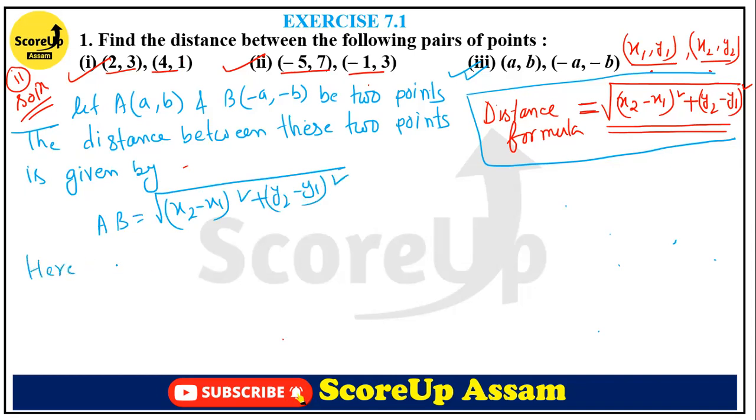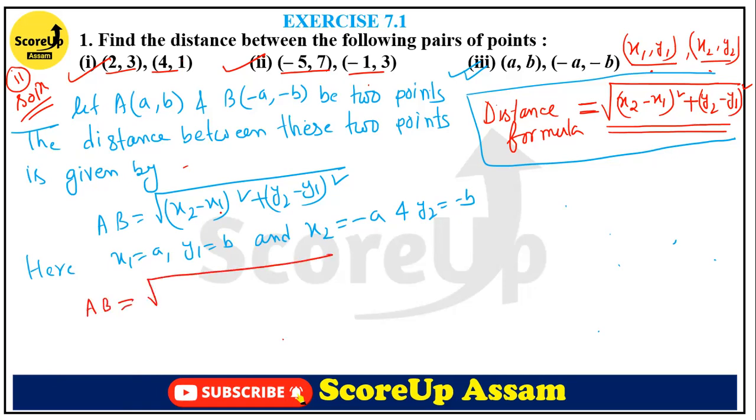So here, this is our x1, this is y1. x1 is a, y1 is b, and x2 is minus a, and y2 is minus b. Now AB is equal to what? We shall just put those values, x2 minus x1. That means x2 is minus a, minus x1 means a.